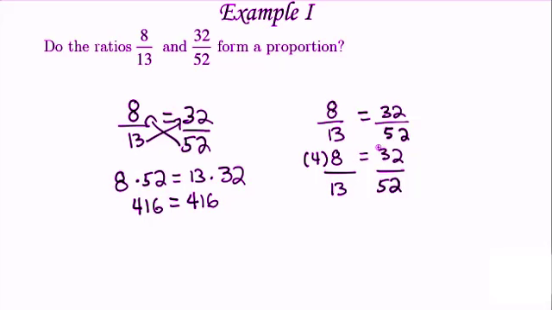So 8 times 4 is 32, and if 4 times 13 is 52, then this is a proportion. And that does turn out to be true, so we know it's a proportion. And this is a little bit easier than having to multiply times 52 and things and large numbers. So it's sometimes easier to just look at the relationships between the two numbers instead of finding the cross products.